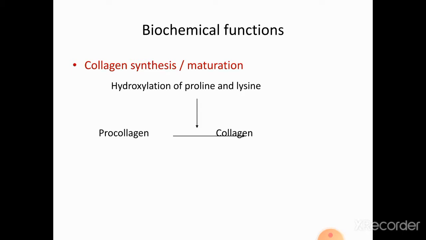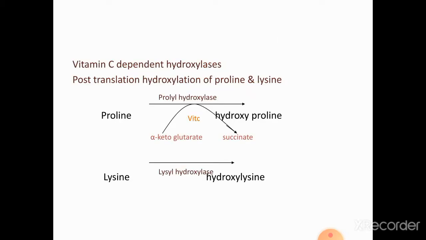In collagen maturation, it is helping in the conversion of procollagen to collagen by hydroxylation of proline and lysine, and this hydroxylation of proline and lysine requires vitamin C. Proline to hydroxyproline is by the vitamin C dependent prolyl hydroxylase enzyme, and conversion of lysine to hydroxylysine is with the help of the vitamin C dependent lysyl hydroxylase enzyme.